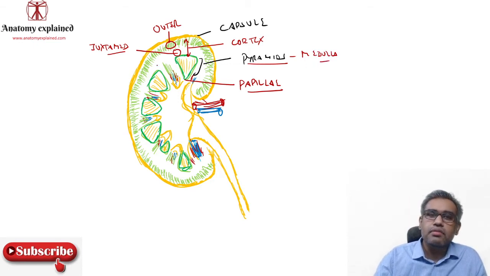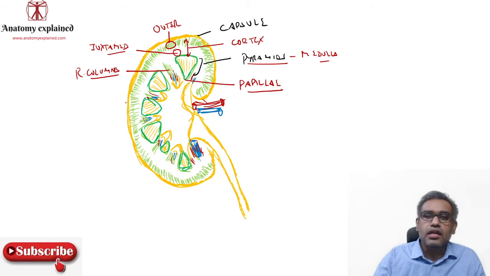Now between the pyramids, as we saw, there are renal columns. These are your renal columns, or renal columns of Bertini. They are a part of the cortex. And from the medulla there are medullary rays which go towards the cortex. These are our medullary rays. So that is the basic architecture, the basic internal structure of the cortex and the medulla.